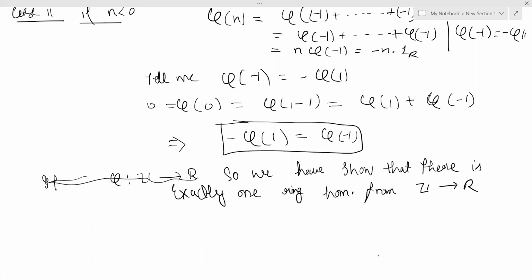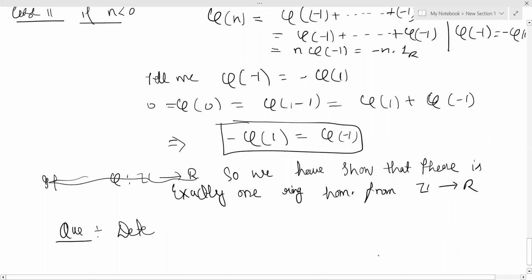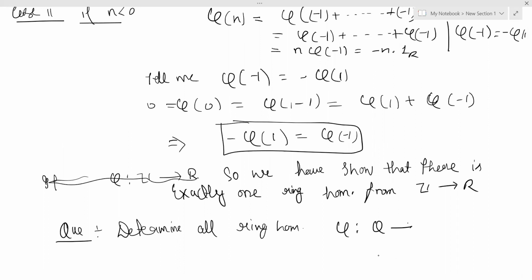Okay, let's first do a similar question here. Then we will do the second option. From Q to Q, determine all ring homomorphisms phi mapping Q to Q. We determined that from Z to R there is a unique homomorphism. Now you have to show me how many ring homomorphisms there are from Q to Q. So how will we proceed?